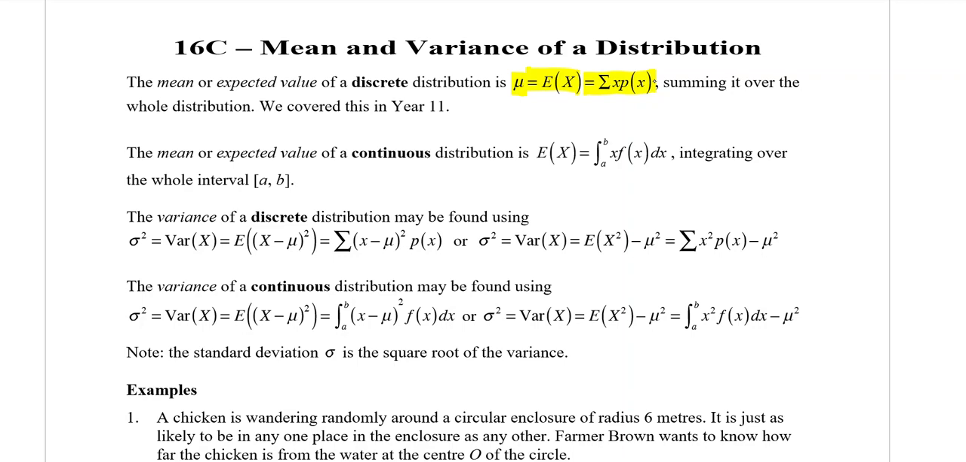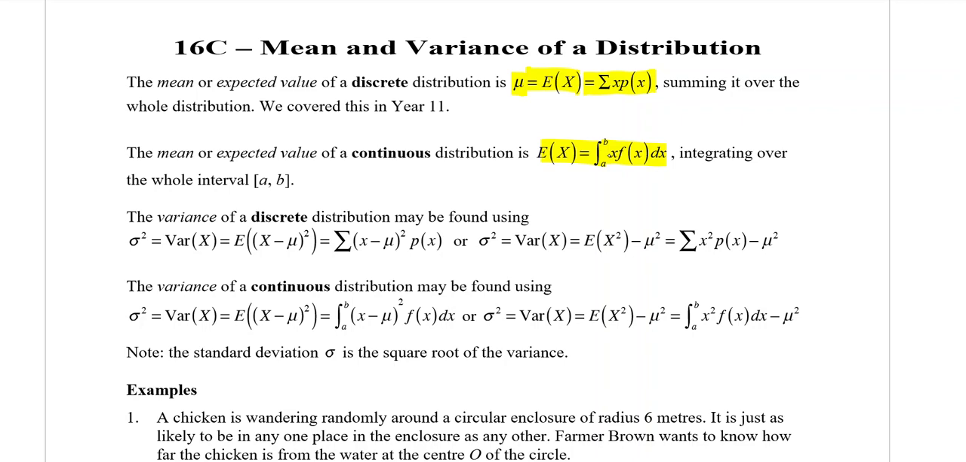The mean or expected value of a continuous distribution means that we're going to have to integrate because we don't have finite discrete points that we're going to be timesing together and being able to add up. We need to integrate x f of x. Okay, that's how we're going to find the mean of a continuous distribution between A and B.